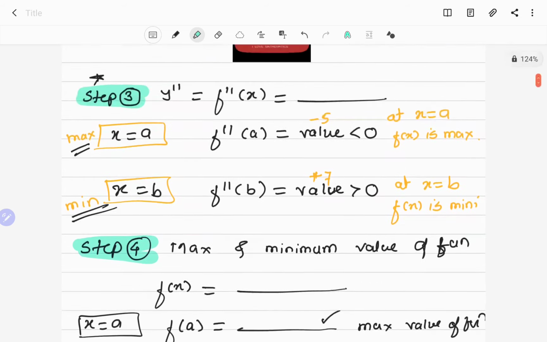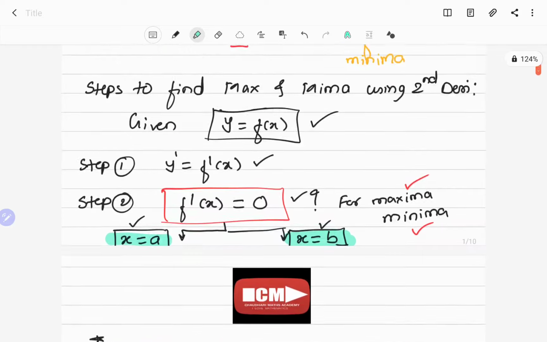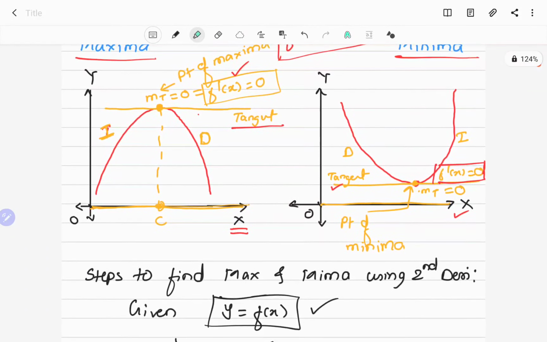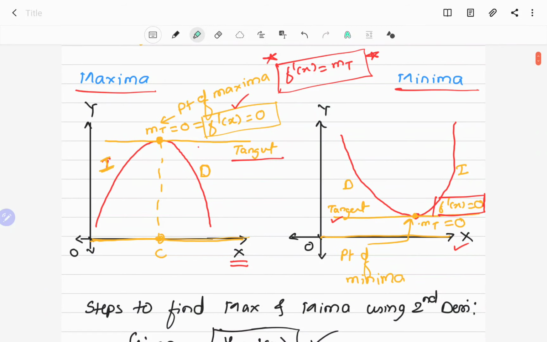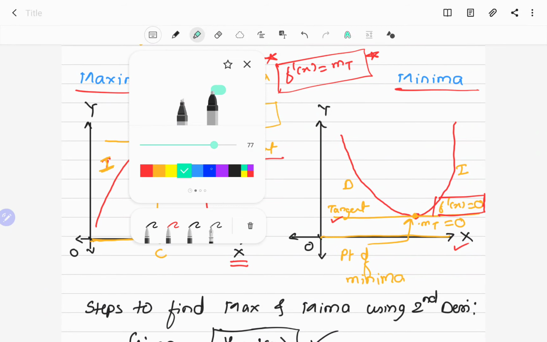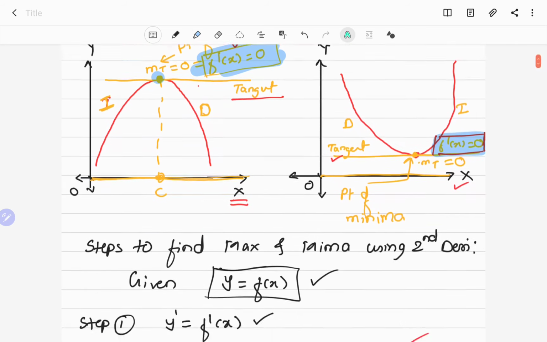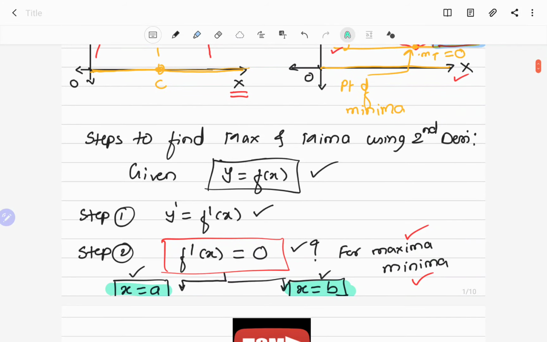Okay, so let's revise this entire second derivative test once again. Let's try to understand whether it's a maxima or minima. So please observe it very carefully. Please observe at the extreme point, I am talking about this point, the derivative is always equal to 0. You will observe the derivative is always equal to 0, whether it's a question of maxima or minima.